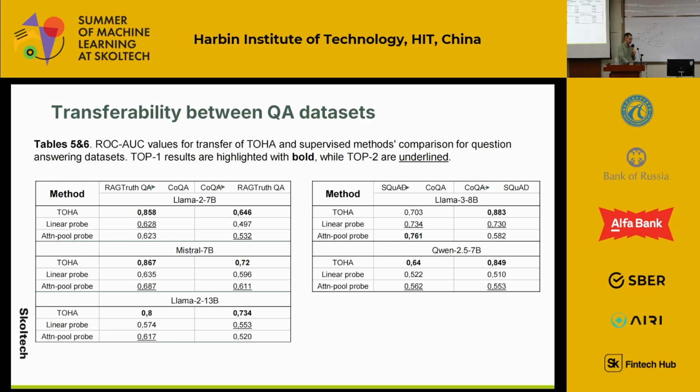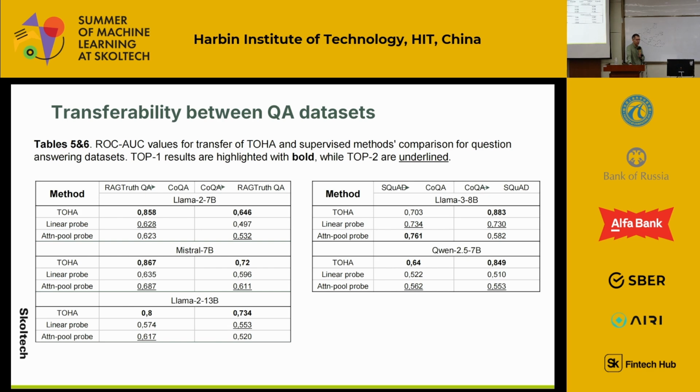We consider 3 best efficient methods: our method TOHA, linear probing, and attention pooling probing. We train our model, for example, on RAG. Okay, let's look at the top left corner. We started with RAG truth QA to train a model or to select heads responsible for hallucinations, and see if we can use the same detector for another dataset. In this case, it's COCA.